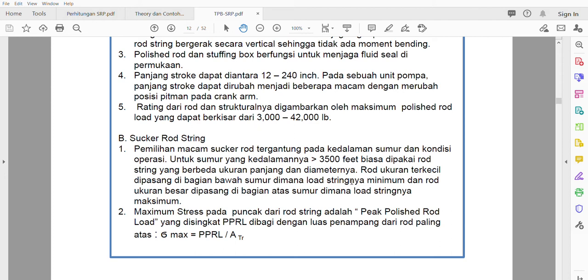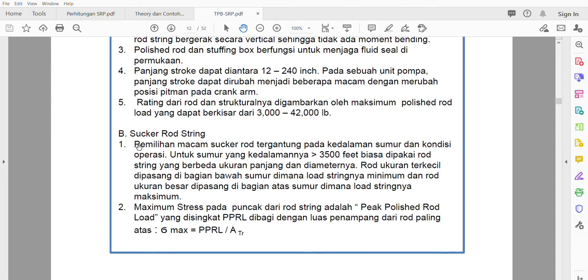So this is the second part of the sucker rod pump. To choose the rod string, it depends on the condition of the well. Usually if it's deeper than 2500 feet, you have a different diameter. The larger diameter one is at the top and then becomes smaller and smaller.